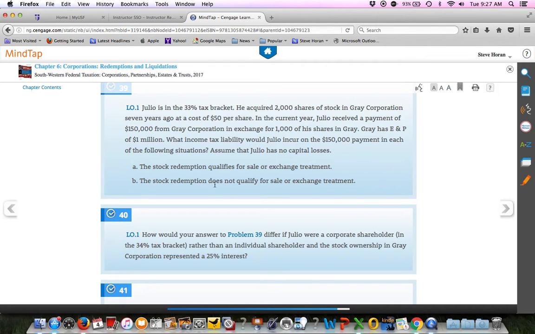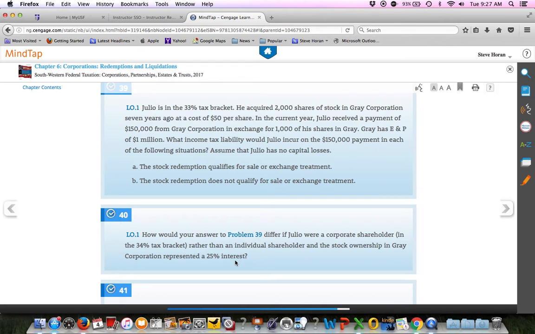For B, does not qualify. For B, tax liability would be treated as a $150,000 dividend. And so the $150,000 dividend would be subject to the 80% dividends received exclusion because 25% of the stock is owned. Okay, so because we're at 25%, we're at the 80% dividends received deduction.